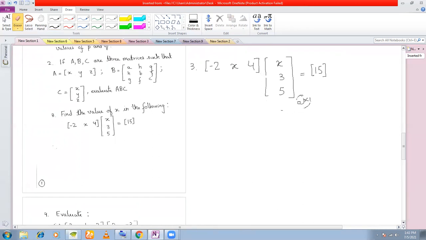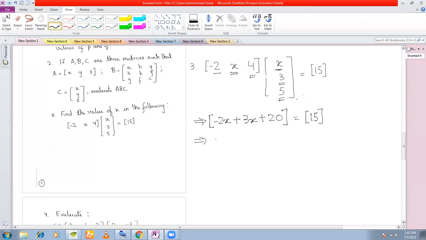So now we'll multiply to get a 1 by 1 matrix. We'll multiply the left hand side. That means, how do you multiply? You have this into this. So -2 into x. Next, plus this into this. 3 into x plus this into this. 5 into 4 is 20. Right? This is all that you get is equal to 15.